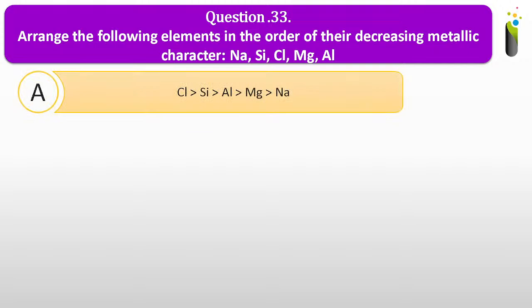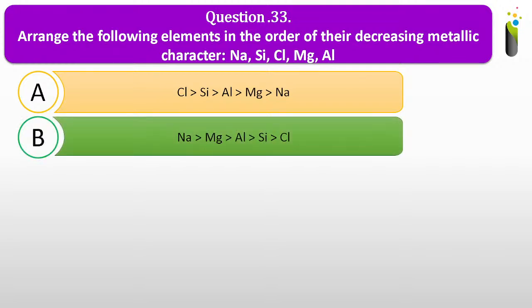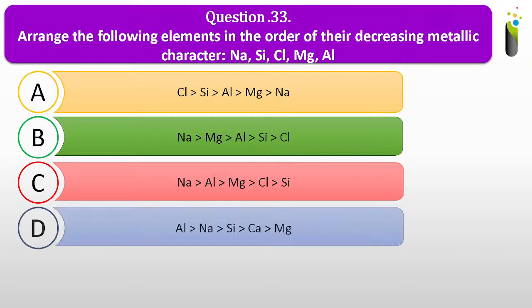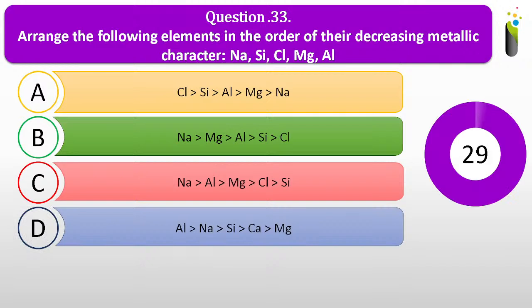And your options are A. Chlorine more than silicon, more than aluminium, more than magnesium, more than sodium. B. Sodium more than magnesium, more than aluminium, more than silicon, more than chlorine. C. Sodium more than aluminium, more than magnesium, more than chlorine, more than silicon. D. Aluminium more than sodium, more than silicon, more than calcium, more than magnesium.